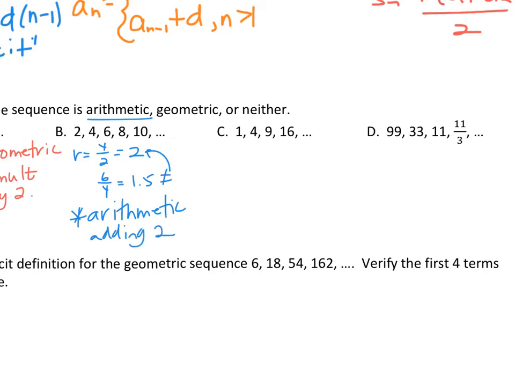Okay, let's try the next one. 1, 4, 9, 16. Well, right away, we're not adding the same thing each time, so it's definitely not arithmetic. To be geometric, we check that common ratio for the second term divided by the first term, and then we take the third term divided by the second term. It's definitely not geometric either. The ratios don't match up. This means it's a pattern that's neither arithmetic nor geometric. Do you recognize anything about these numbers? There is a pattern to them. They're all perfect squares.